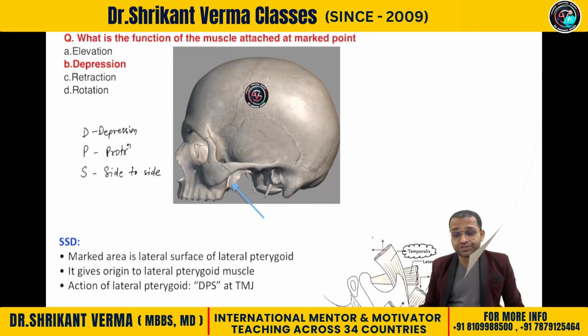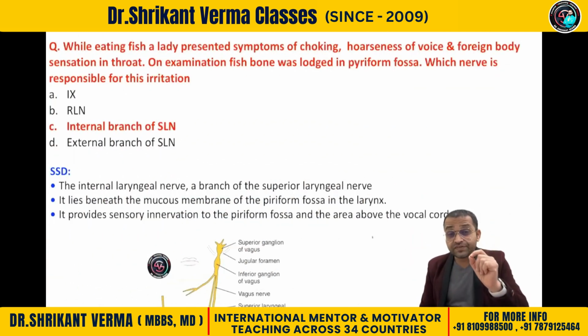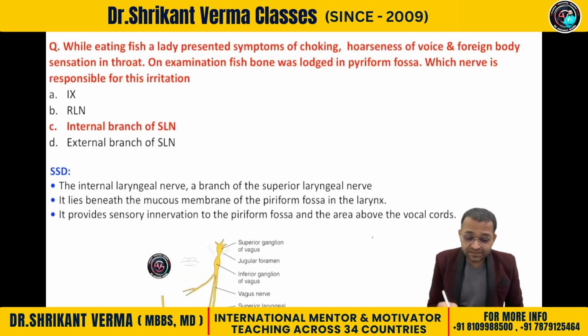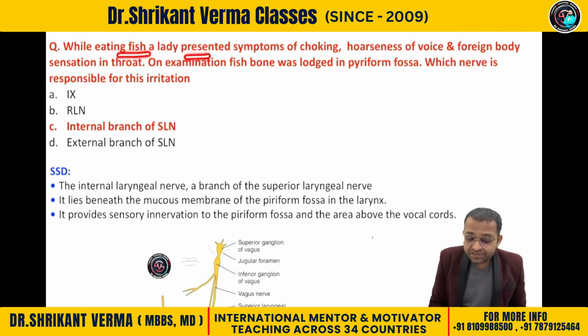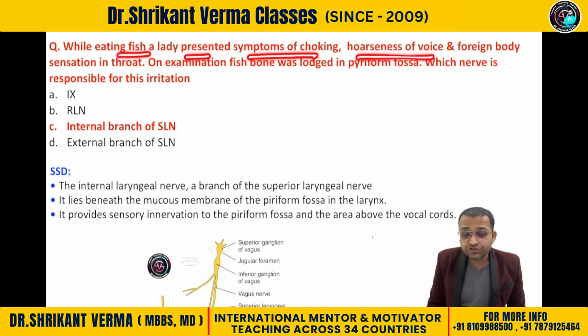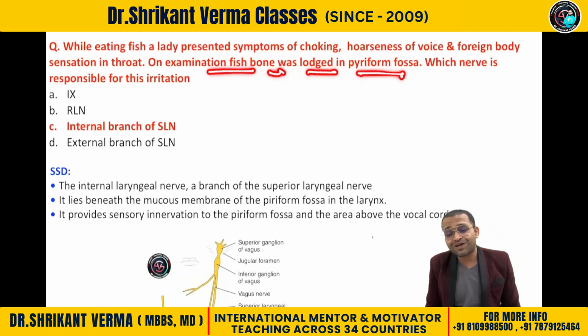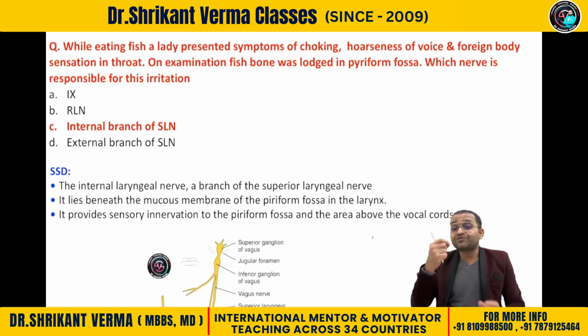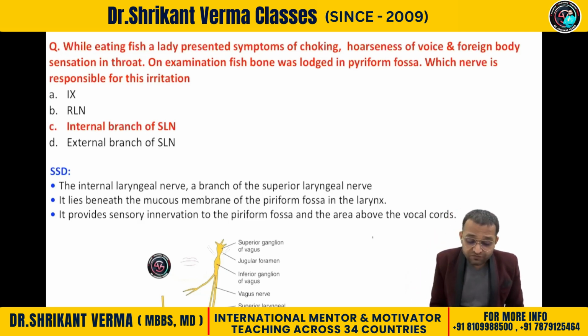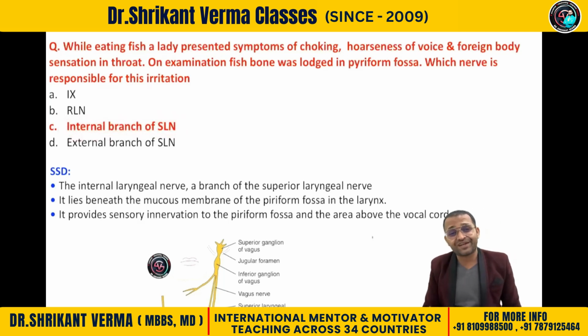Now come to the next question. This question is integrated with ENT especially. You can see, while eating fish, a lady presented with symptoms of choking, hoarseness of voice, and foreign body sensation in the throat. On examination, a fish bone was lodged in the piriform fossa. In our classes, I told you that it is the smuggler fossa also, where smugglers hide the diamond. Yes, and at the floor of this smuggler fossa, the piriform fossa, lies the internal laryngeal nerve. So the answer is the internal laryngeal nerve.